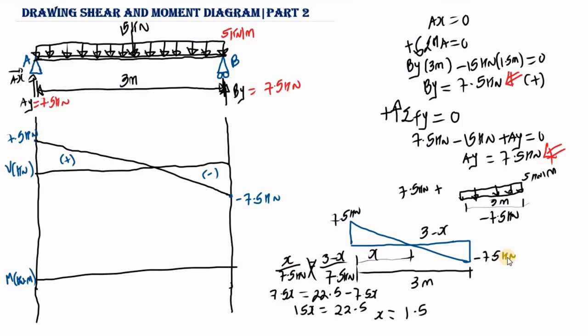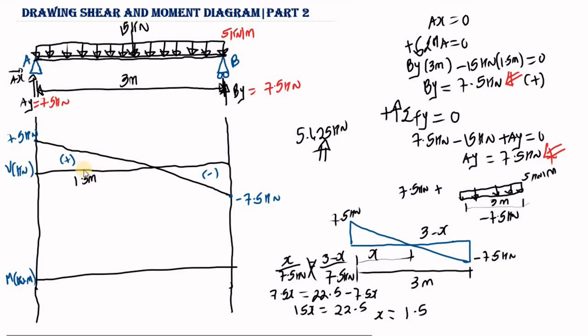So if this distance is 1.5, then this distance is also going to be 1.5, because 3 minus 1.5 is also 1.5. So now we know this distance. This is 1.5 meters. So we can easily calculate the area of this triangle. The area of this triangle is going to be 7.5 multiplied by 1.5 divided by 2. This is going to give us 5.625 kilonewton. So this is the area of this triangle.